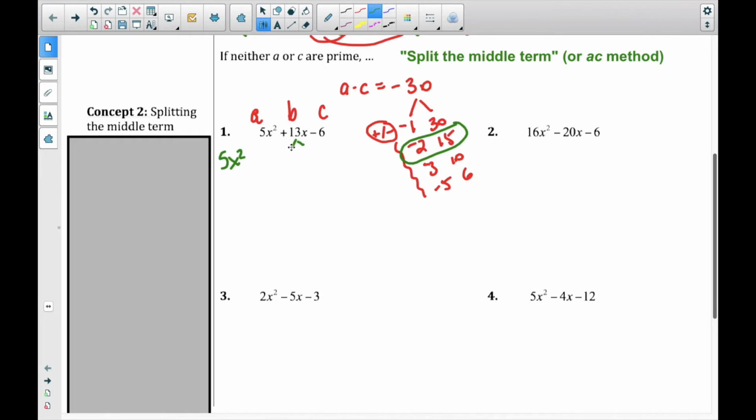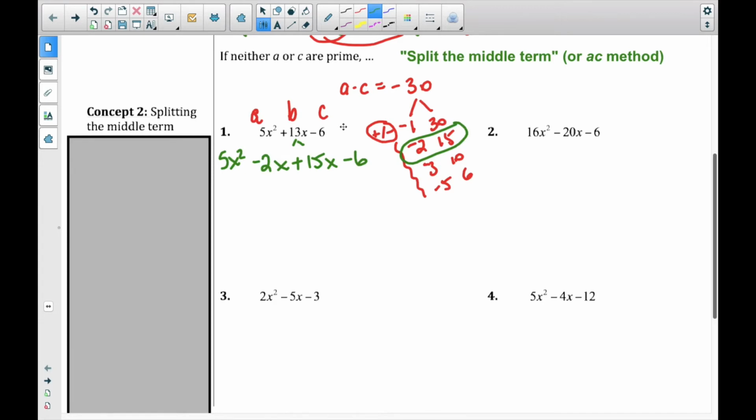Now, the 13 I'm going to break up, and what am I going to break it up into? Negative 2 and positive 15. So I have a negative 2x plus 15x minus 6. Now take a look at that and make sure you understand that what I wrote down in green is exactly the same as what is in here in the typed part of it. Okay, we just would add like terms. Negative 2x plus 15x would add up to 13x. So it's the exact same thing.